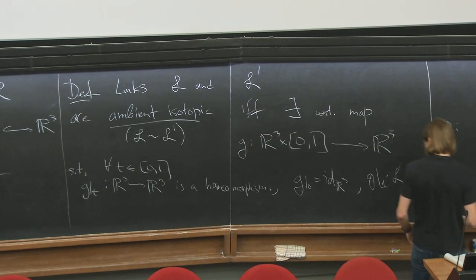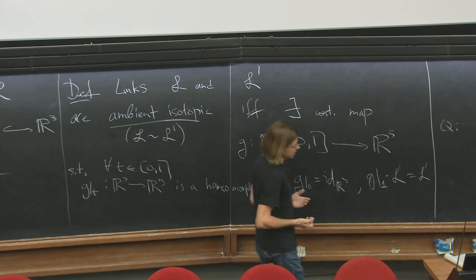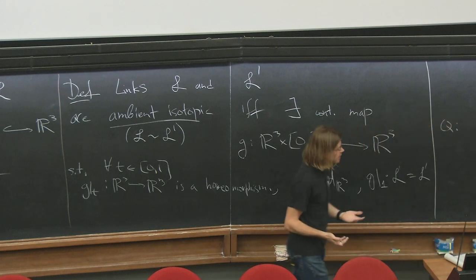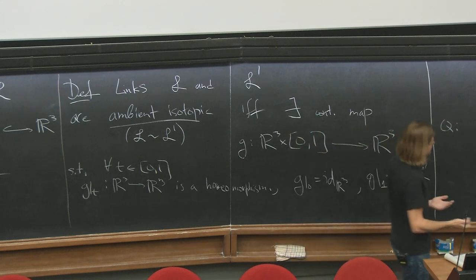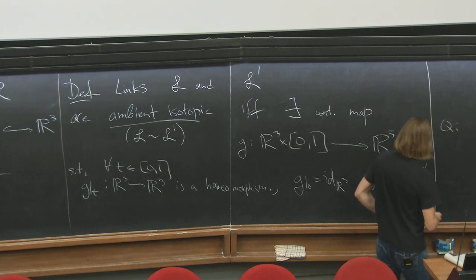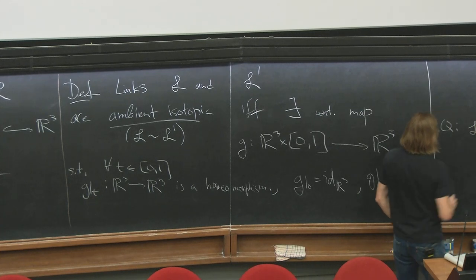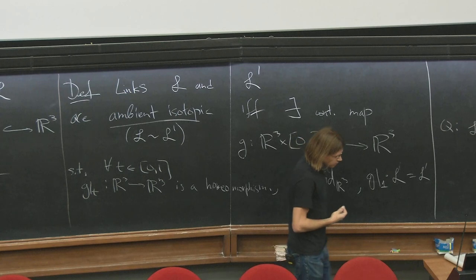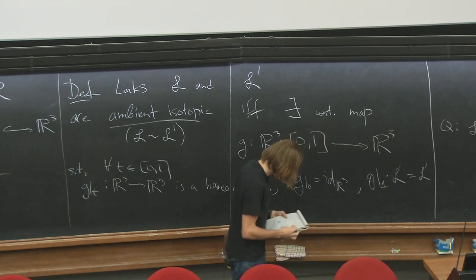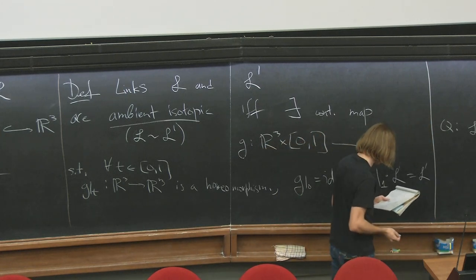Usually, if you want to show that something exists, you can just present it. But if you want to show that something doesn't exist, it's a bit hard. So usually what you want to do is assign some abstraction of this existence. And this is where the invariants of links enter.